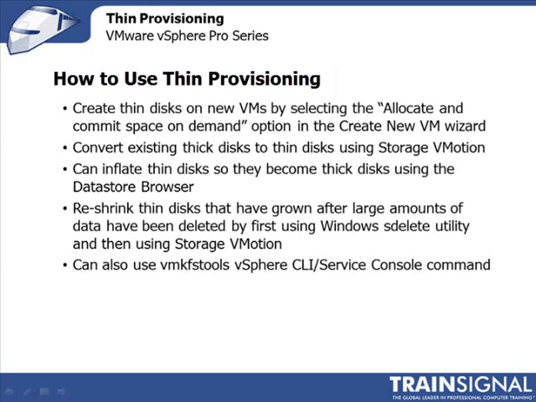Okay, let's take a look at how to use thin disks. To use thin disks on a new VM, you create the VM as usual. When you get to the Create a Disk screen, you select the option to allocate and commit space on demand. Let's look at a demonstration of creating a new VM with a thin disk.